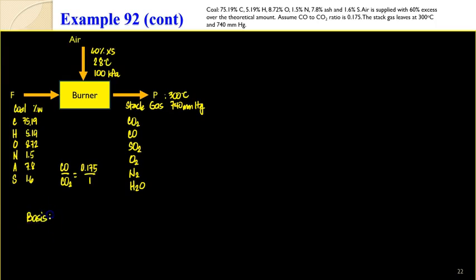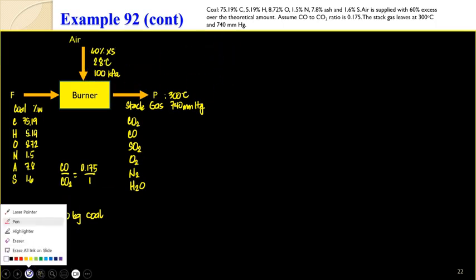Okay, so let's write the basis. In here I can see that the best basis would be 100 kilograms of coal. So if we would have 100 kilograms of coal, what can we solve for first? First, we can solve for the theoretical oxygen.